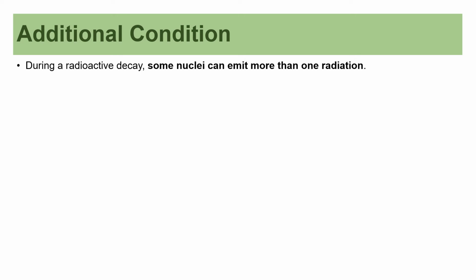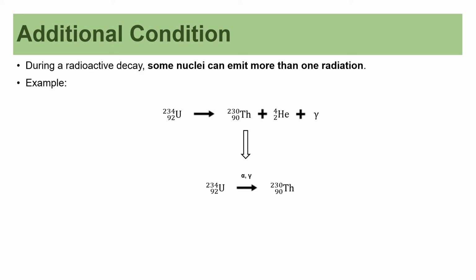Moving on, we have an additional condition. During a radioactive decay, some nuclei can emit more than one radiation. For example, during the decay process, uranium-234 emits alpha particle and gamma ray to form thorium-230. A simpler decay equation will be as follows.